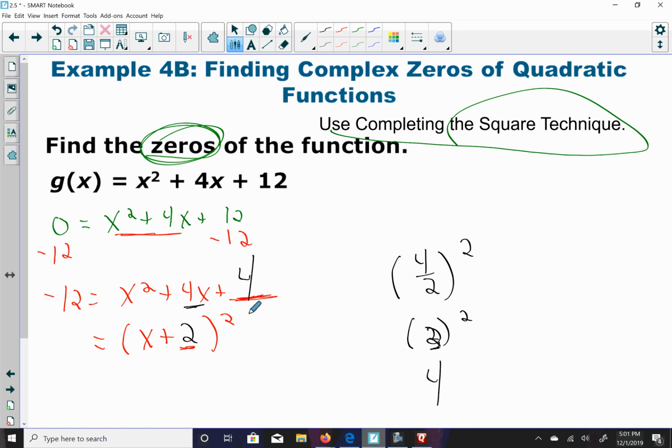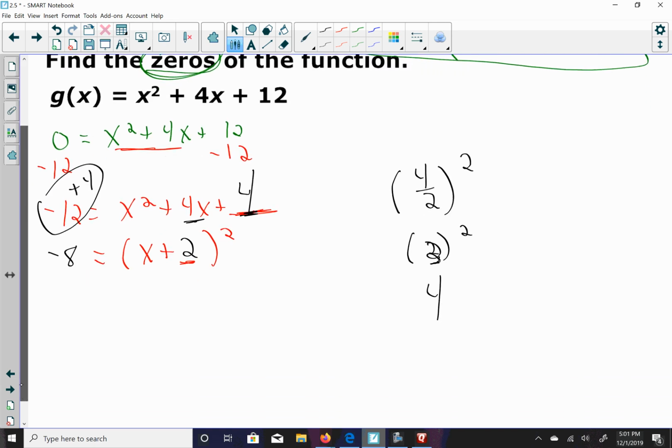Here, I just added 4 to the right side of the equation. I can't just randomly add a number without adjusting for it. So if I add 4 to the right side, I have to add 4 to the left side. And so the negative 12 plus 4 will be negative 8. So now I have negative 8 is equal to x plus 2 squared.